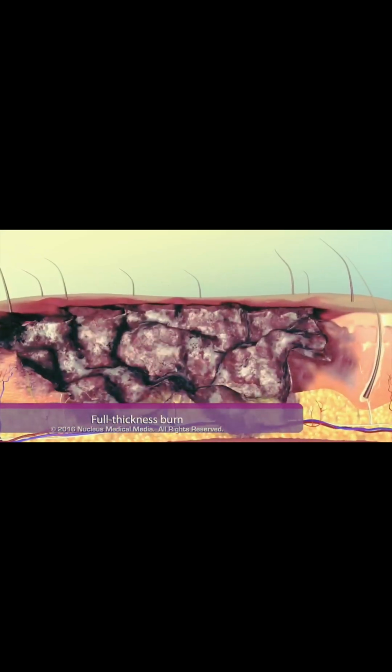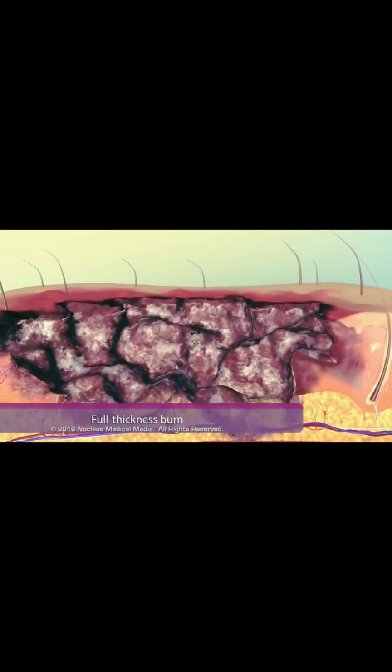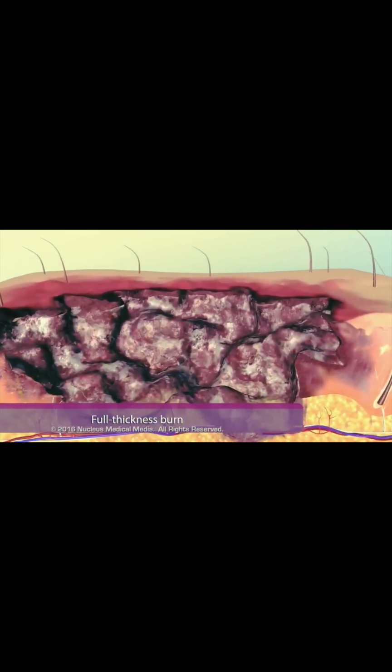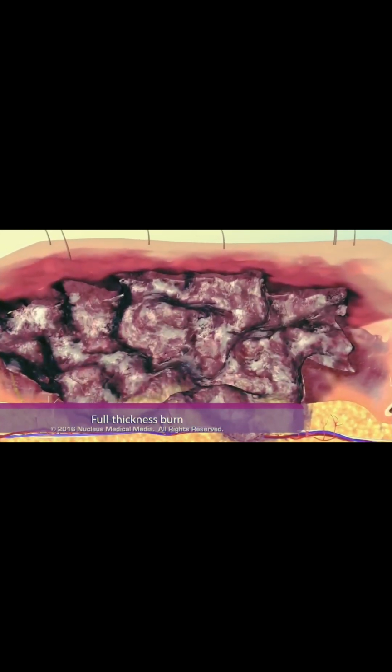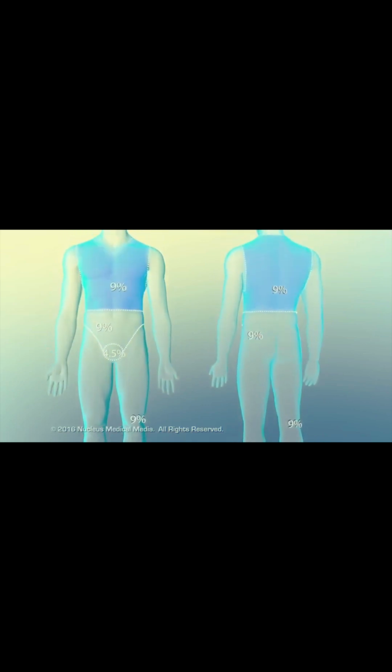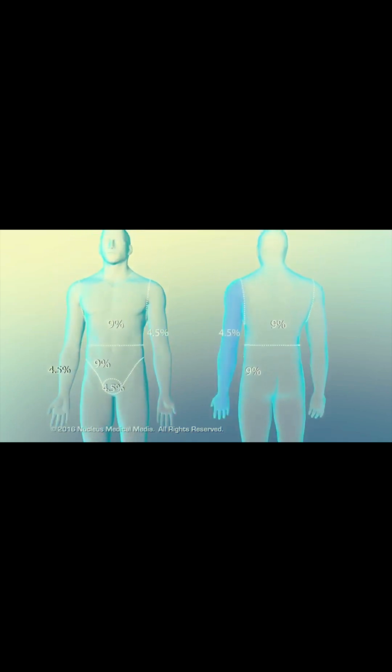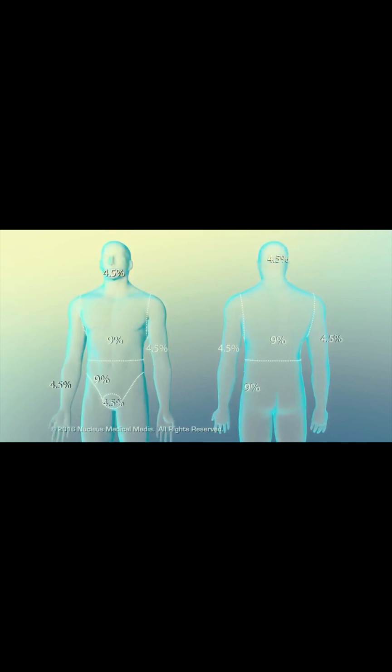Full-thickness burns destroy the entire epidermis, dermis, and portions of the hypodermis. The burned area is white, brown, dry, and charred, has no sensation, and cannot heal without surgical intervention. Burns can also be evaluated by determining the percentage of body surface area they cover. This percentage can be estimated quickly using the rule of nines, a formula in which each body part is assigned a value of 9% or a multiple of 9.